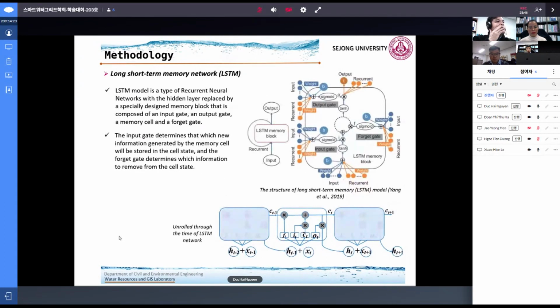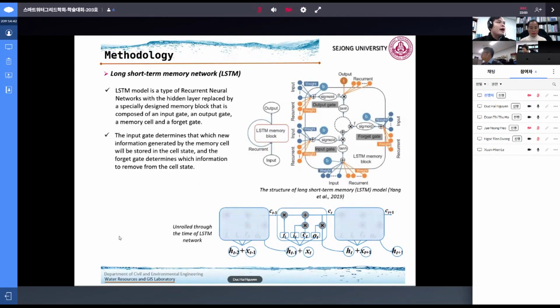And I will talk briefly about some algorithms I will use in this study. The first one is the long short-term memory network, LSTM.